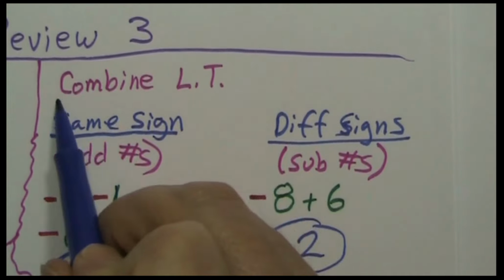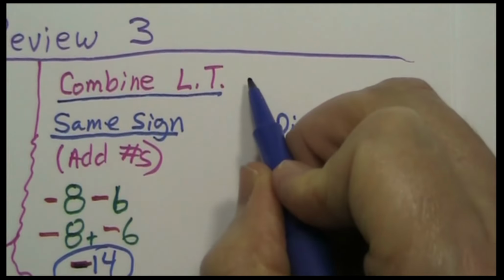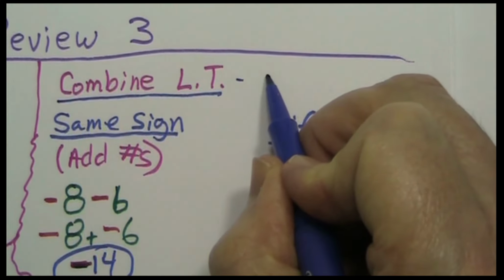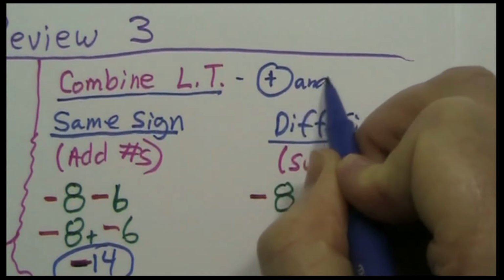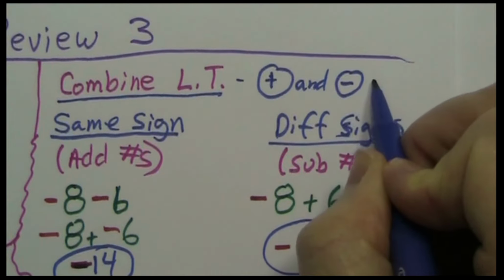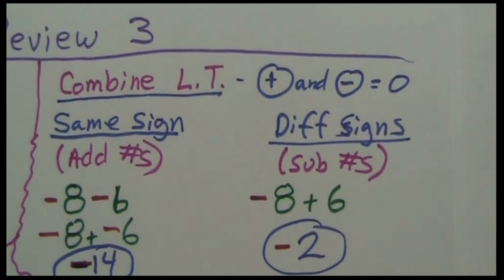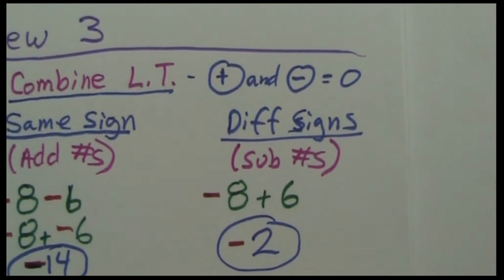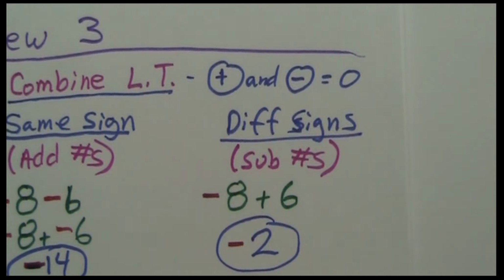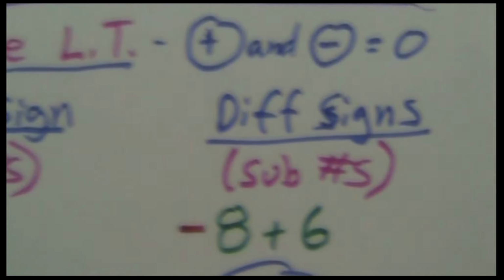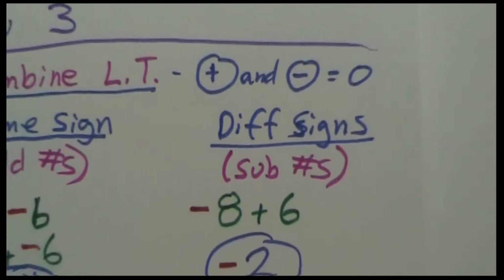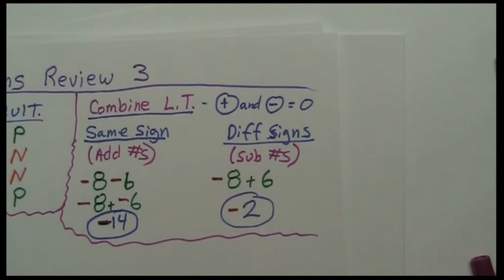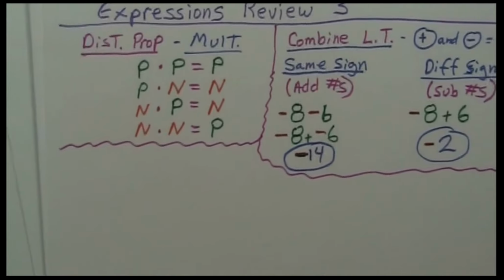The other thing to keep in mind when combining like terms is that if you have a positive and a negative, that equals 0. A positive and a negative equals 0. They cancel each other out. One positive and one negative. Okay, hopefully that's a good refresher. Let's move on to our first example.